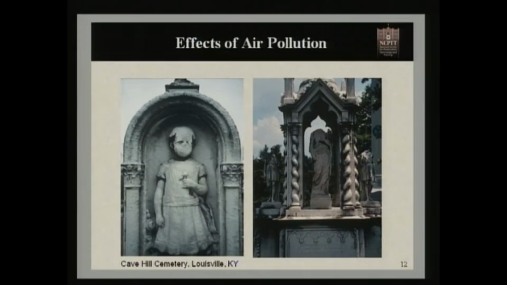For example, we see on our left the monument at Cave Hill Cemetery in Louisville, Kentucky, where the features of the young girl have been lost. Again, on the right, we'll see a monument that in 1988, the statue still had a head and shoulders, but the results of acid rain caused a weakening of the stone and a deterioration of the stone until those features were lost.